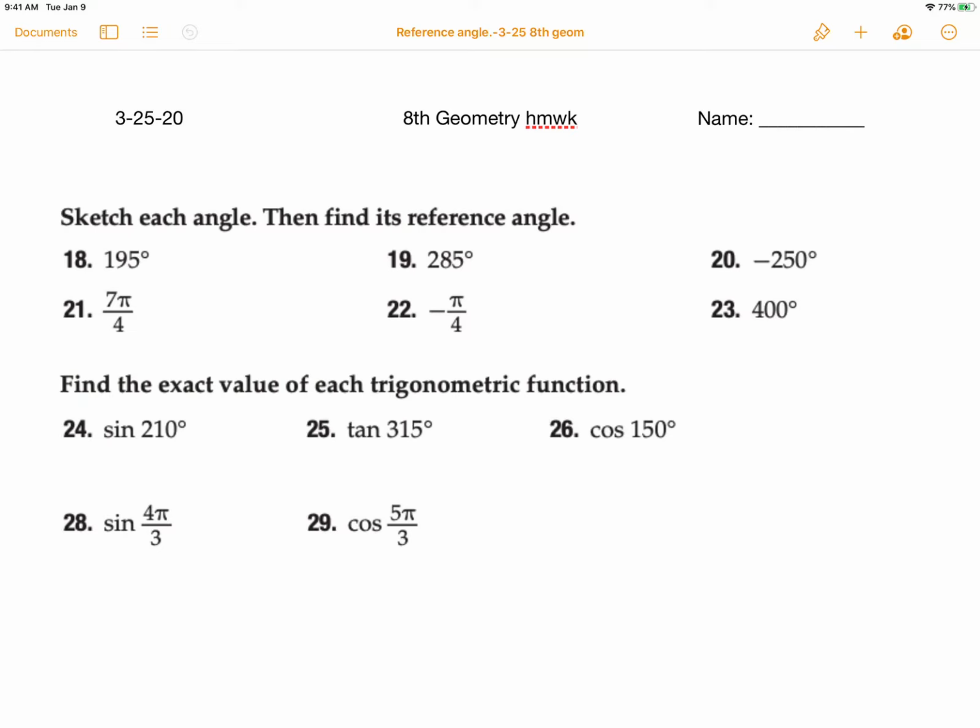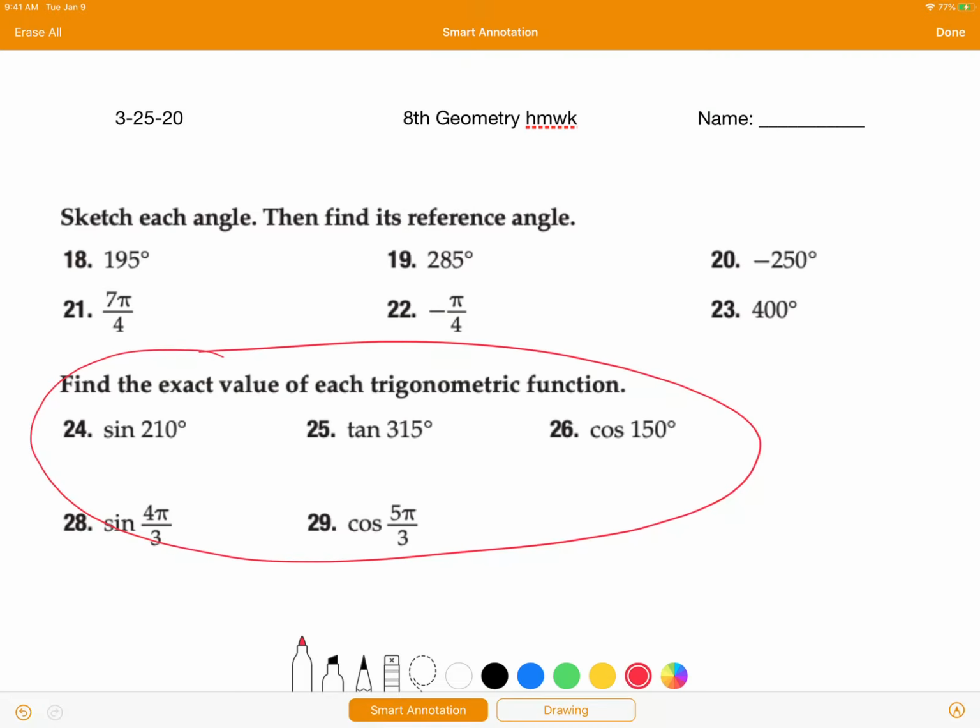Hello class. This would be the video for finding the exact value for trigonometric functions, which we're going to be dealing with here. If you take a look, this is the exact homework questions that you will be dealing with, and I hope that yesterday you took some time to finish these questions for finding the reference angle. I want to go over that with you just really quickly before we move on.